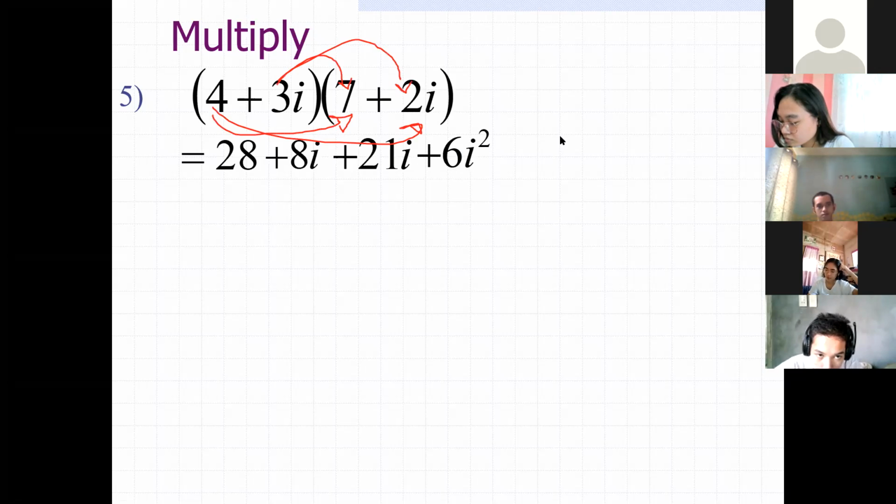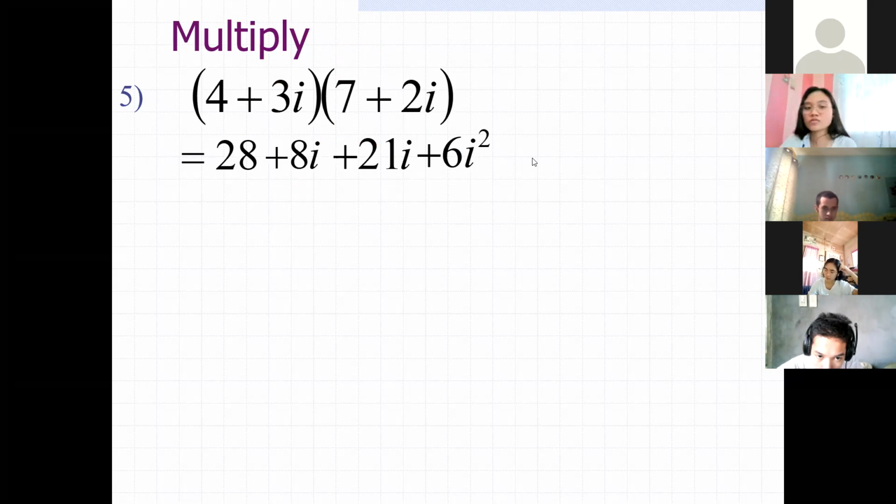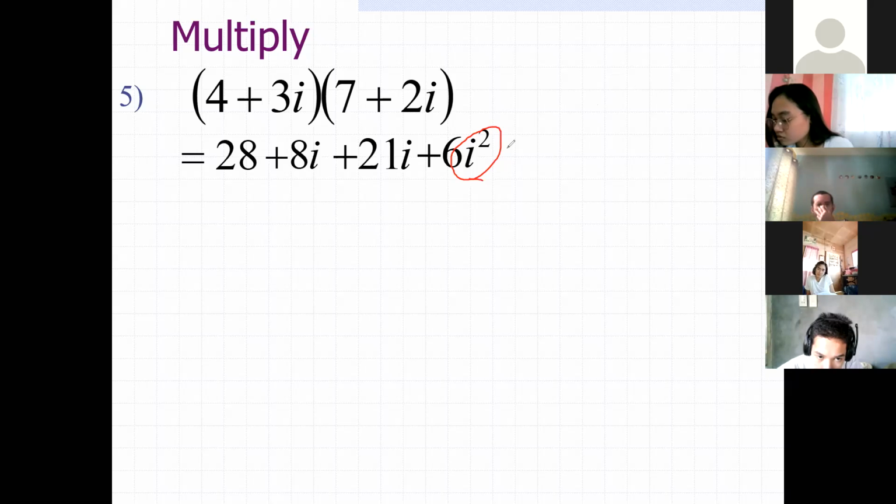So this FOIL method ends up with a 4-term expression, but notice the 2 terms in the middle, 8i and 21i, are like terms. Therefore, we can combine like terms. So there you go. The solution: 8 plus 21 is 29. Also, i squared can still be simplified as negative 1. So therefore, this is negative 6.